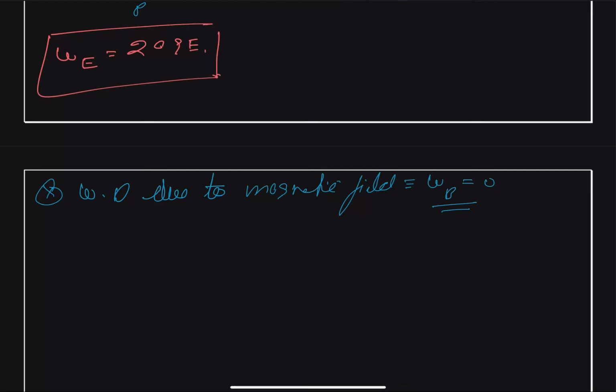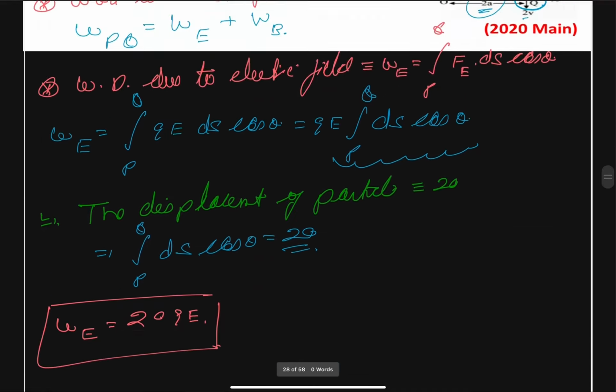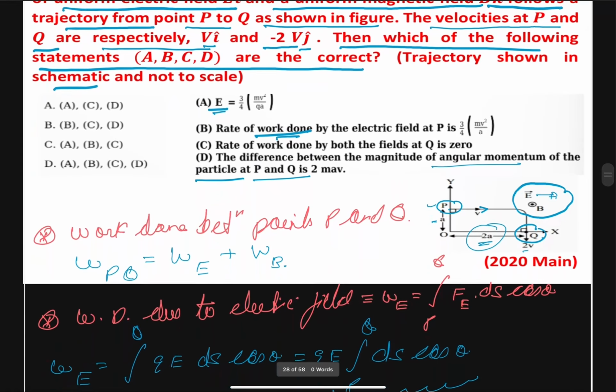Therefore, our total work done, that is WPQ, will be equal to 2AQ times E. So this is the work done, and we have to find out the rate of work done.